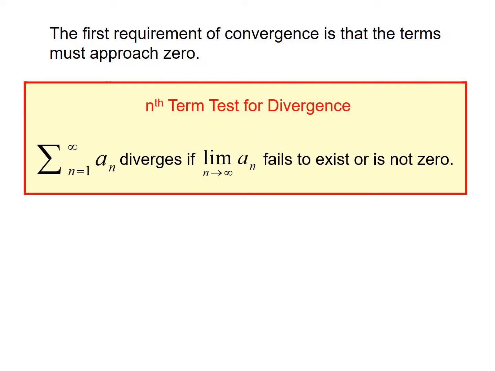So we have the nth term test for divergence, which says that a series diverges if that limit as n approaches infinity either doesn't exist or is not zero. If that limit doesn't exist, or if that limit doesn't go to zero, the series diverges no matter what.